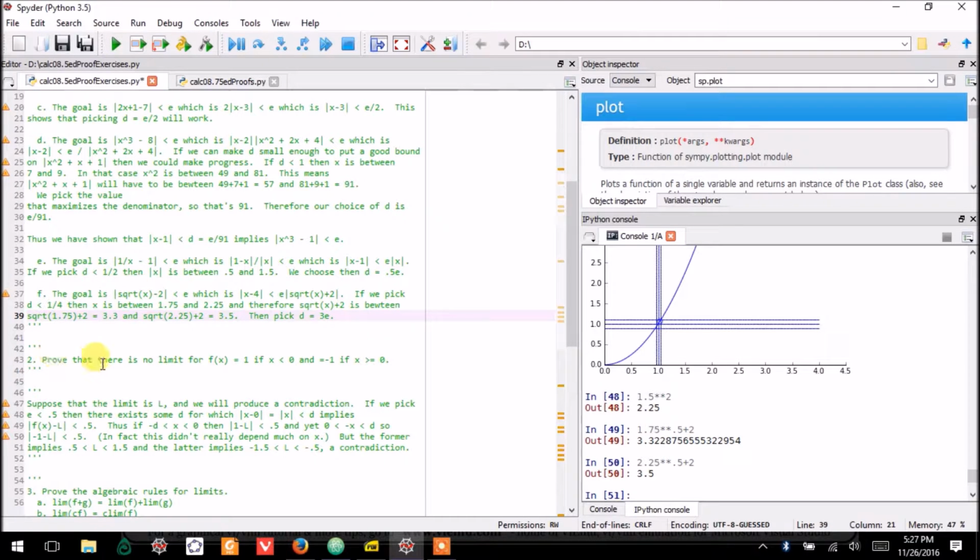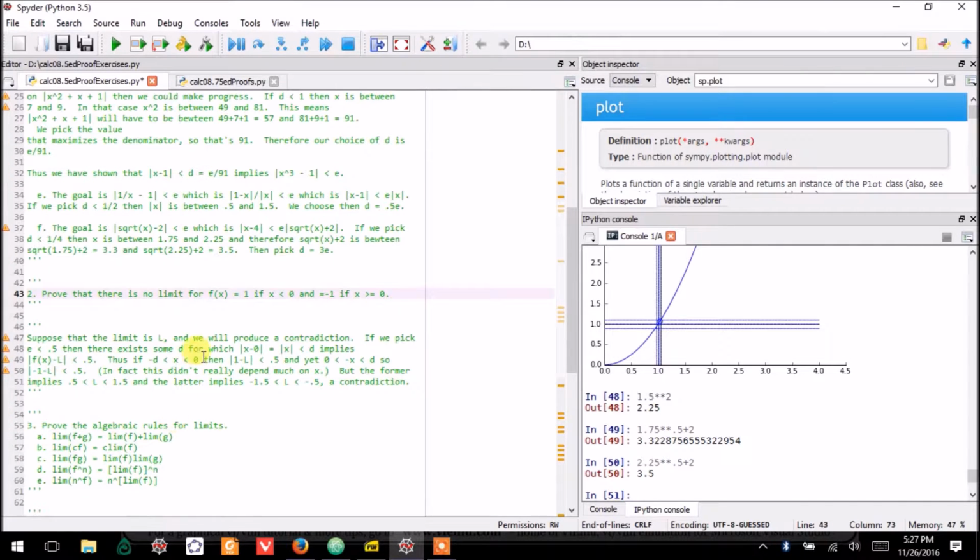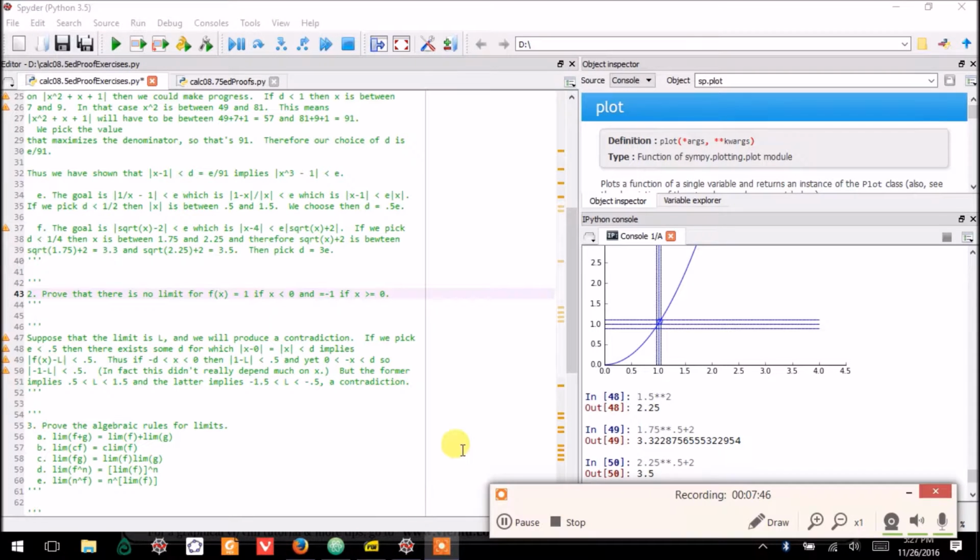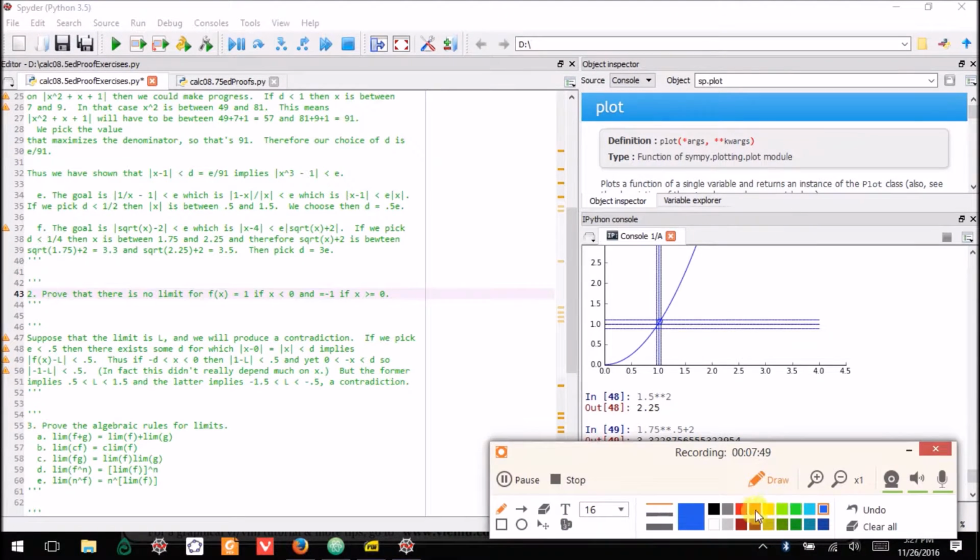So the next problem is to prove that there is no limit for this piecewise defined function, which is 1 to the left of 0 and -1 at and to the right of 0. So basically the intuitive problem with this is that the function has a gap. It's up here at 1 to the left, and it's down here. Let's make that a little bit better. It is -1 to the right of 0.